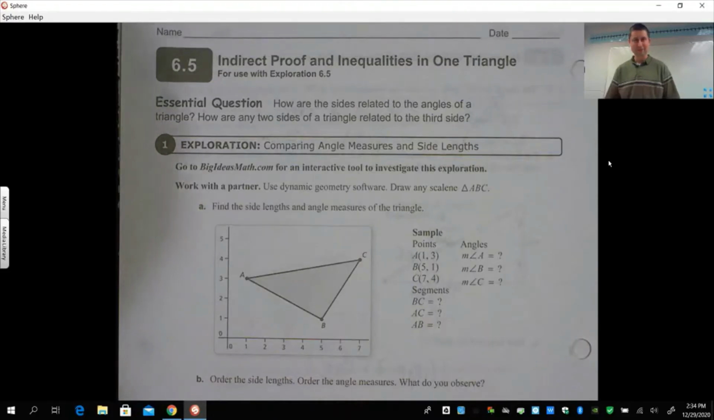Hello, Geometry, Chapter 6, Lesson 5. We have something called an indirect proof. Yes, proofs are coming back again. And inequalities in one triangle. 6.6, the last one, will be inequalities in two triangles. But pretty exciting stuff there.